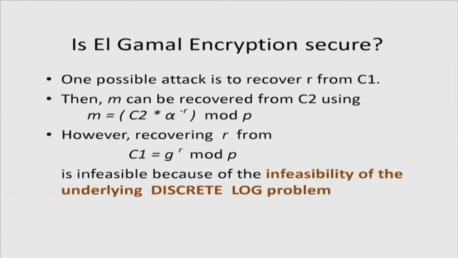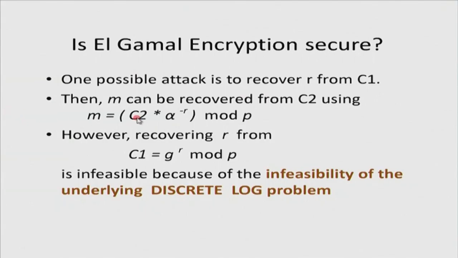So there are some questions. Is Elgamal secure? So what is one possible way? Now you can think of some very smart ways of recovering the private key or the message from the ciphertext. One idea that comes to mind is, I know that C2 is equal to m times alpha to the power of r. So I just put m on the other side, and I get m is equal to C2 times alpha raised to the power of minus r.